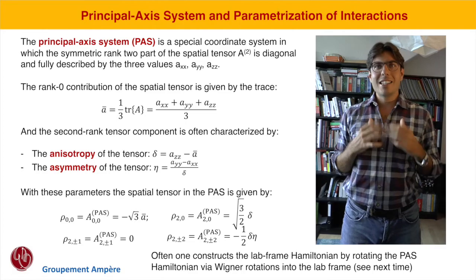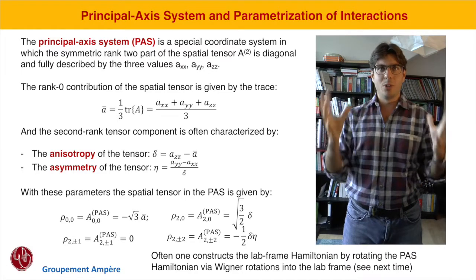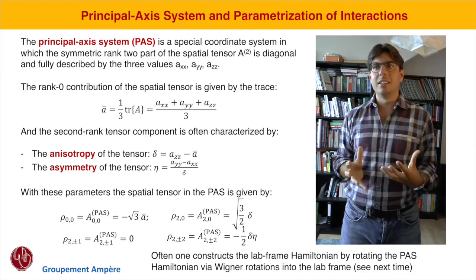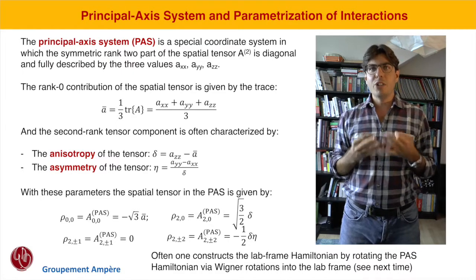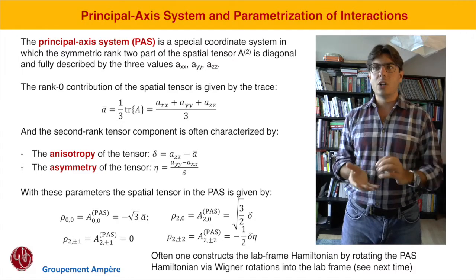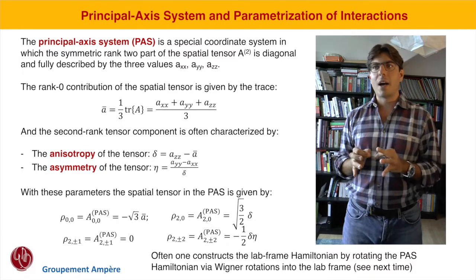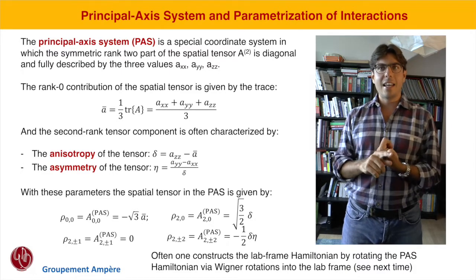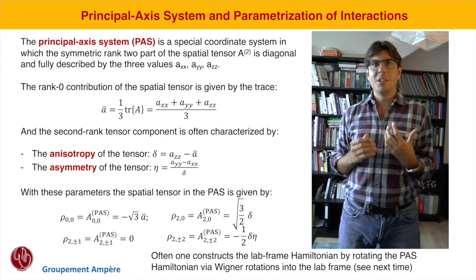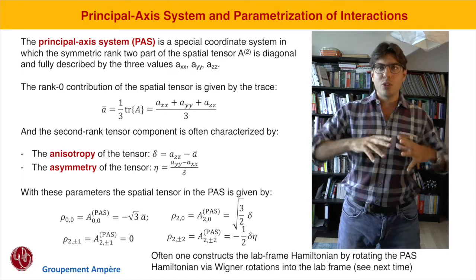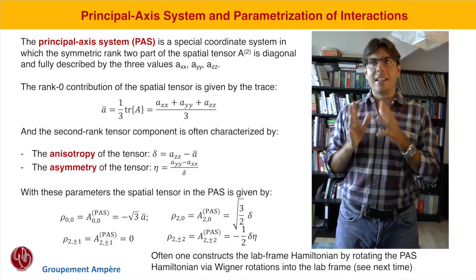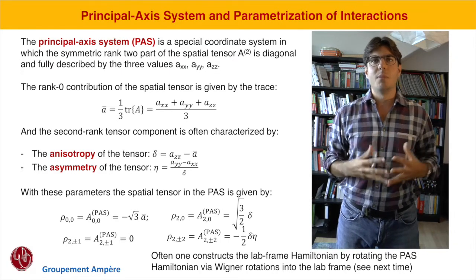So the last concept that we want to treat in this video, and this will also conclude our general overview about spherical tensors, is the concept of the principal axis system. The principal axis system is a very special coordinate system in which the symmetric rank 2 part of our spatial tensor is diagonal, and it's fully described by 3 values: Axx, Ayy, and Azz. And when using the principal axis system, our second rank tensor is often described by 3 very important quantities that relate to these Axx, Ayy, and Azz elements, which are the principal values.